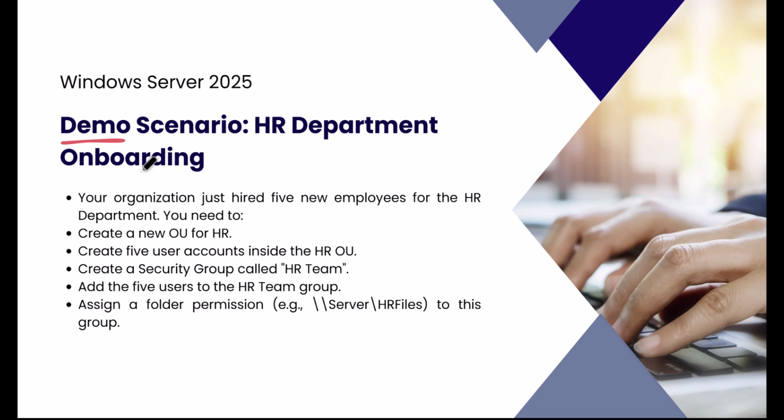What we do first is create an OU called HR. Then we will add user accounts, for example, I will create 2-3 users. They are considered new hires. Then, to manage permissions efficiently, we will create a security group named HR team and add the users to it. Finally, we will assign the HR team group access to a shared folder called HR files. So let's try to do this.